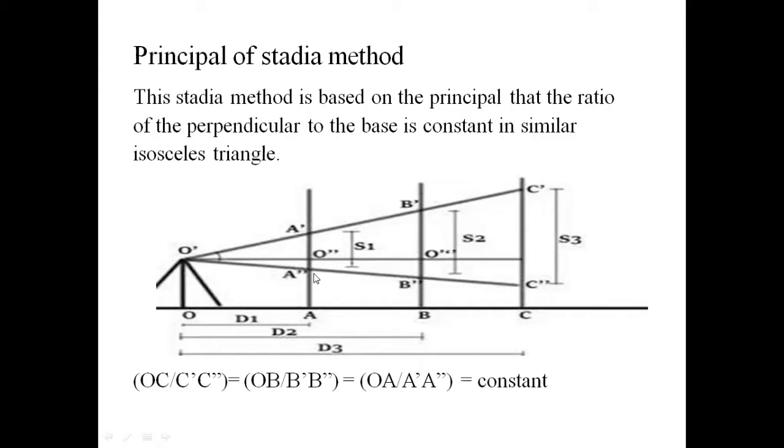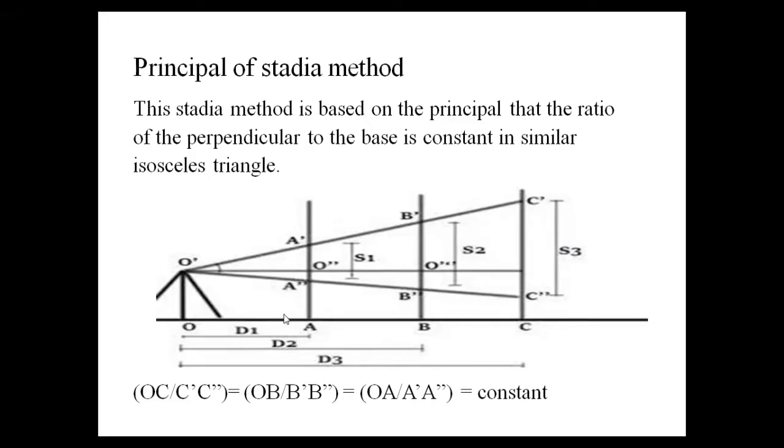The difference between the upper hair reading and the lower hair reading is called the staff intercept. That is denoted by S. Therefore, S1 is the staff intercept at station A, S2 is the staff intercept at station B, and S3 is the staff intercept at station C. Distance from O to A is called D1, distance from O to B is called D2, and the distance from O to C is called D3.